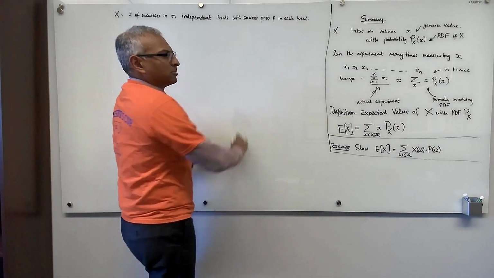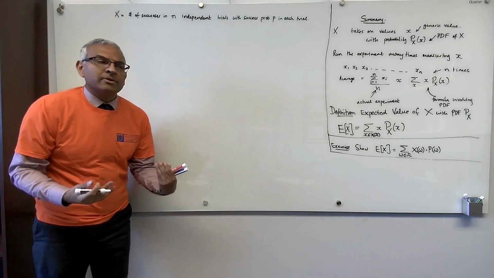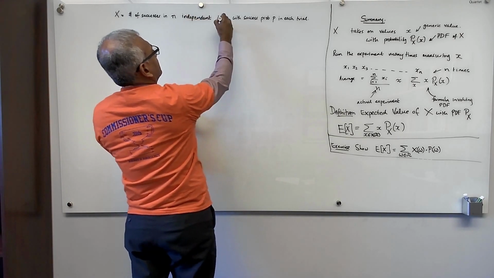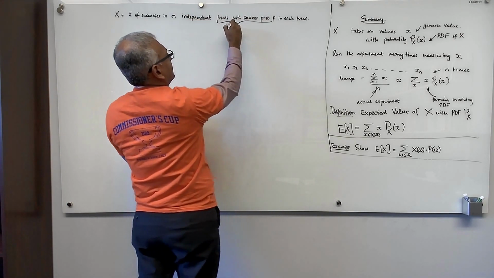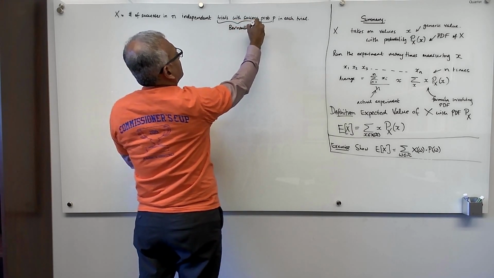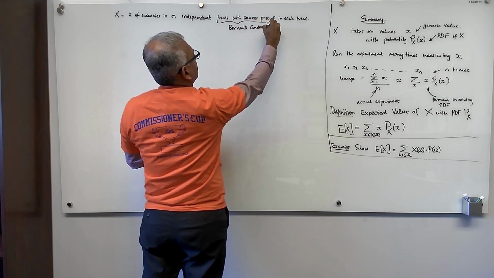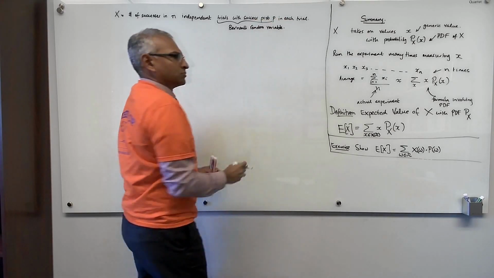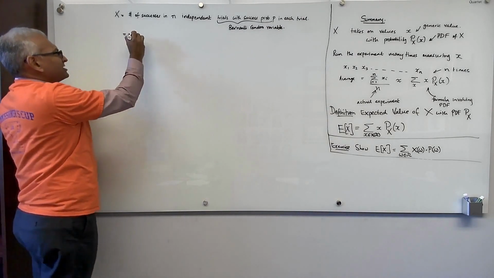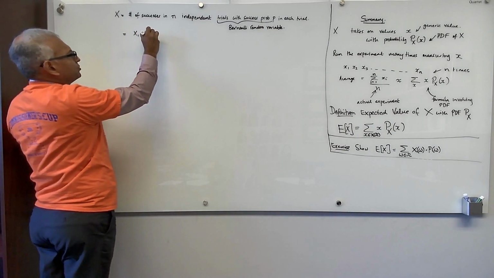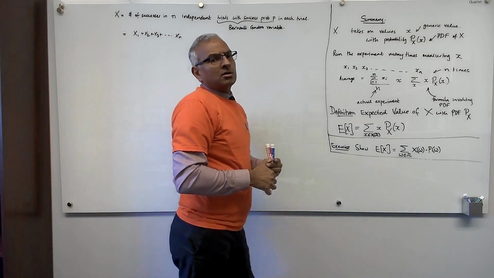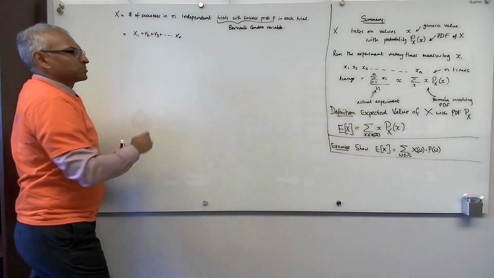a trial with success probability p is exactly a binary, a Bernoulli random variable, which can either equal 0 if you fail or 1 if you succeed. So a binomial random variable is exactly the sum x1 plus x2 plus x3 up to xn. It's exactly the sum of n Bernoulli random variables, each with success probability p.